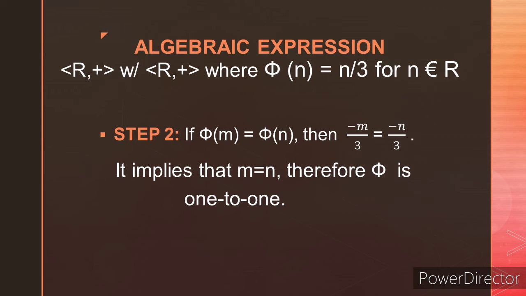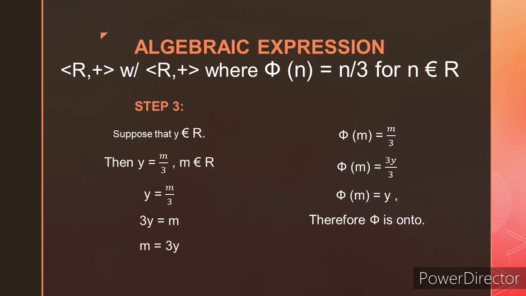For step 2, if phi of m is equal to phi of n, then m over 3 is equal to n over 3. It implies that m is equal to n, therefore phi is one-to-one. Then, this algebraic example satisfies our step number 2.